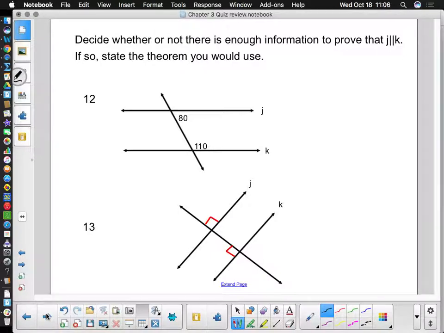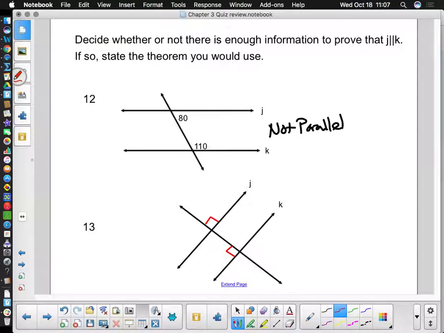So, are L and K parallel for number 12? No, not parallel. Why not? These are consecutive interiors, and in order for the lines to be parallel, they'd have to add up to 180. Those add up to 190. That means not parallel. So sorry. Nope, you just have to say not parallel. Nope. How about 13? There, you don't need to because it's not parallel.